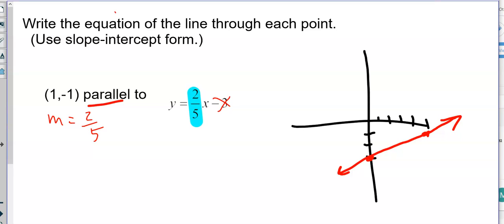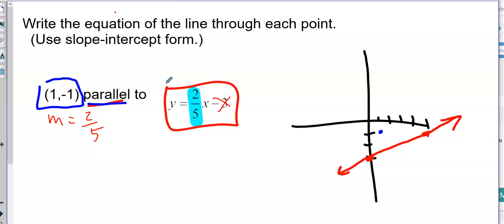I want you to understand what we're doing, not just the procedure. We have a point, which doesn't look like it's on that line: (1, -1) is right there. And we want to find an equation of the line that's parallel to the red line. The red line is this graph, right?